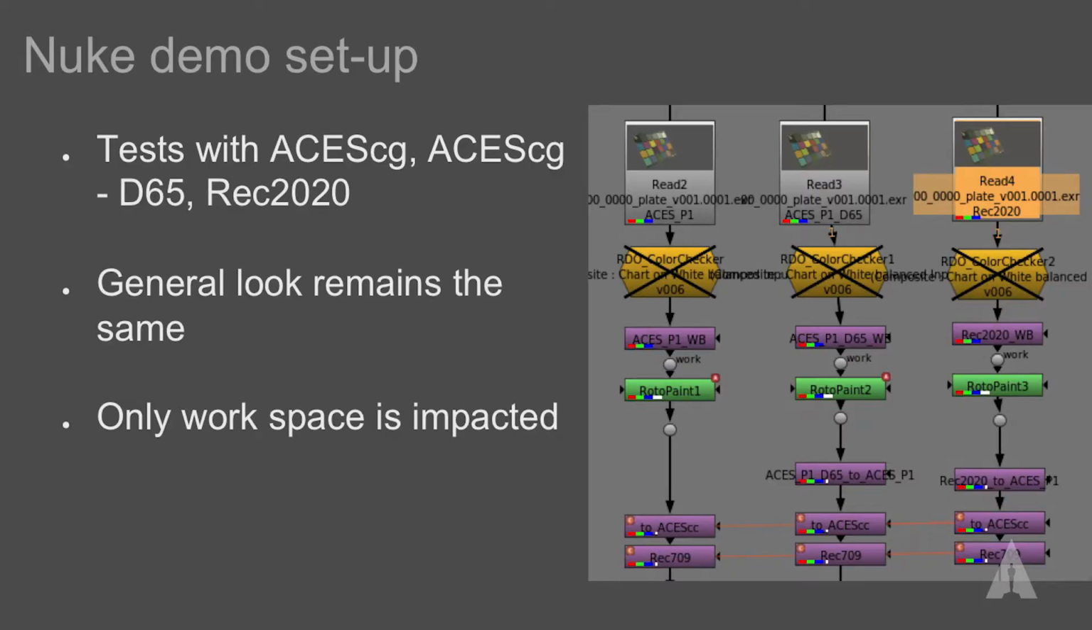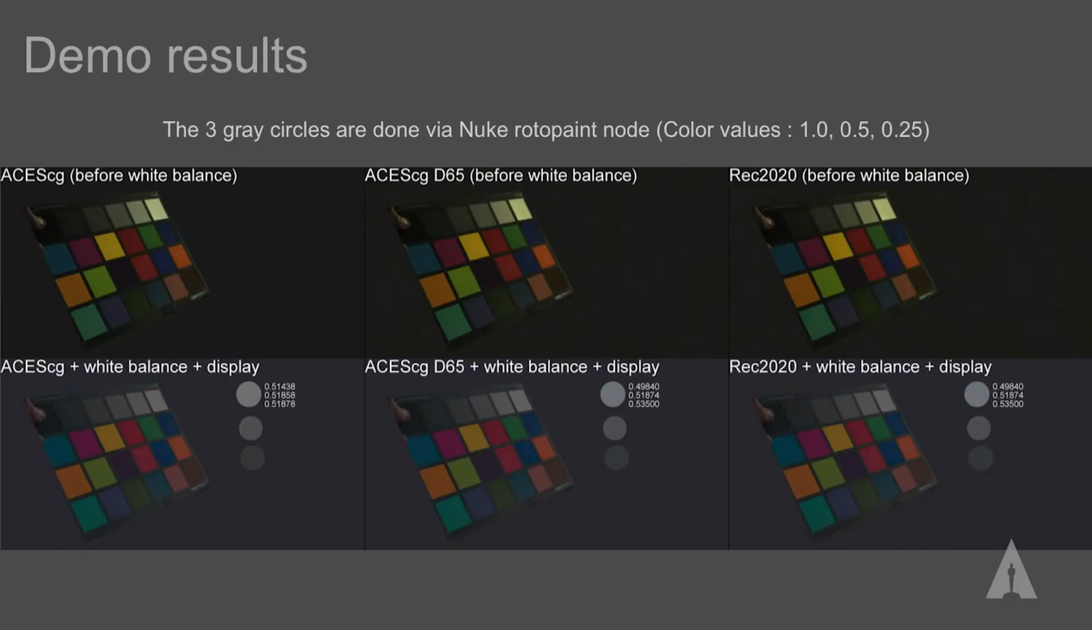And actually, the problem really happened during the work. The work here is symbolized with the Rotopaint node, the green node I put between the two dots. In this Rotopaint node, I drew some little circles with a neutral value to show you where the impact is. On the top, you just have the plates converted in the different color spaces, so you can slightly see some differences. And below, you can see the result with the white balance and the color output applied.